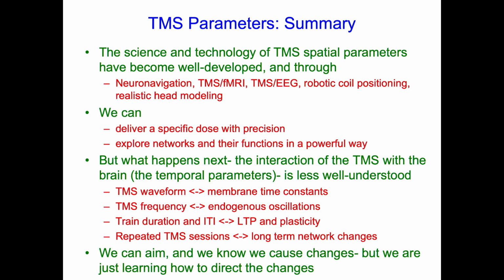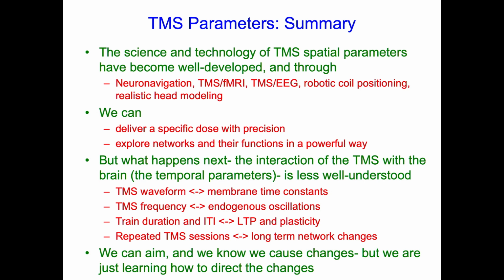And indeed, what happens next is something that we can look at in terms of the temporal parameters. I mentioned the TMS waveform and how it really can have effect literally on the membrane time constants. Using a square wave, for instance, versus a cosine wave can matter quite a bit in terms of how the neuron responds.